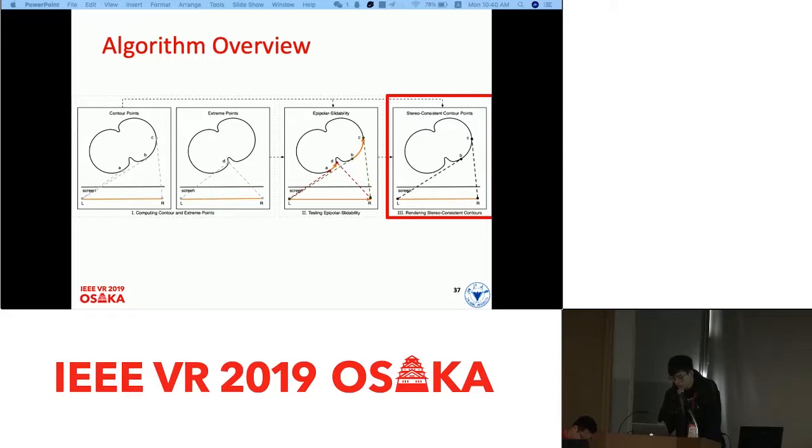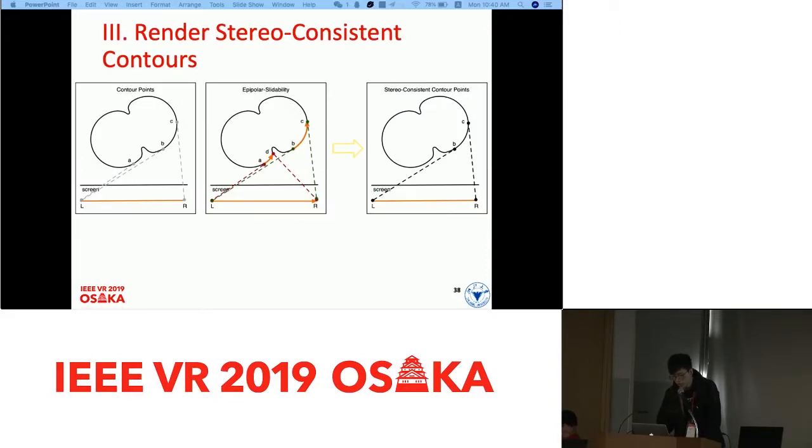After testing the epipolar-slidability of contour points, the final stage is to render them as contours. Specifically, in this stage, we launch another rendering pass to draw all contours with the designed lightweight method and remove the contour points that are not epipolar-slidable. The final result is an image of stereo-consistent contours.